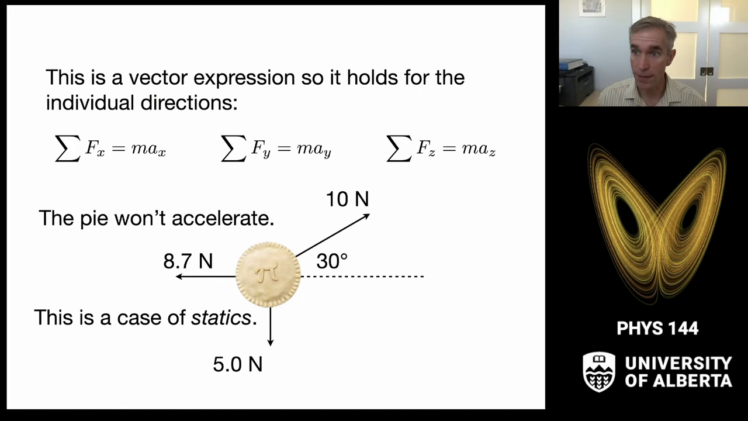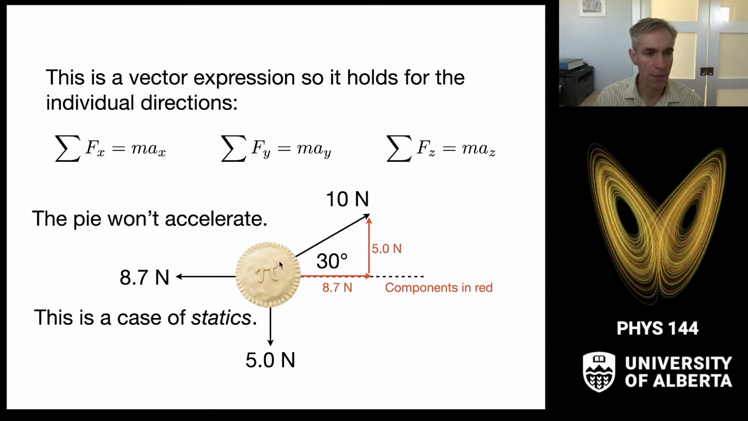Next, let's explore the vector nature of this equation. It holds in all directions, so it's a compact way of writing three equations. The sum of the forces in the x direction is the mass times the acceleration in the x direction. Same thing for y and for z. And so it also tells us that we can have a case of statics, where if we have a pi, so indicated because there's a pi on it, and we have forces balanced here as vectors, if the x and the y components of these forces balance in both directions and sum together to be zero, the acceleration will be zero, and then the pi won't accelerate.